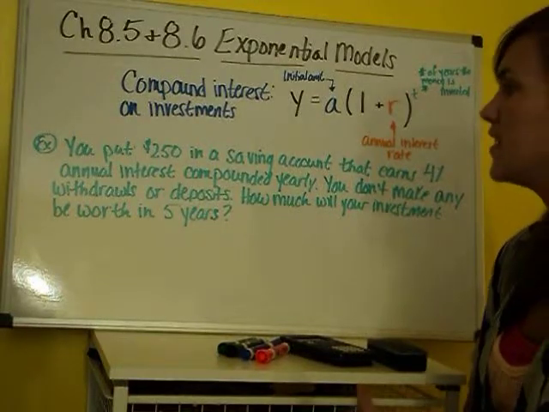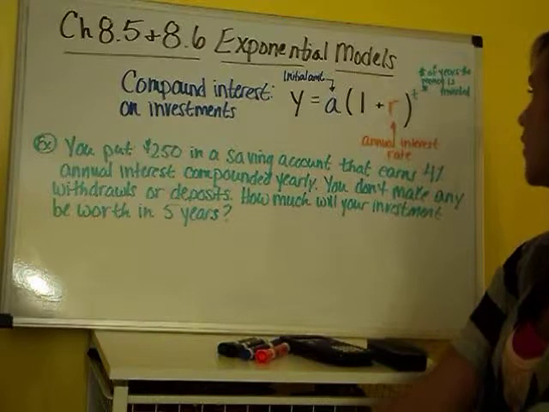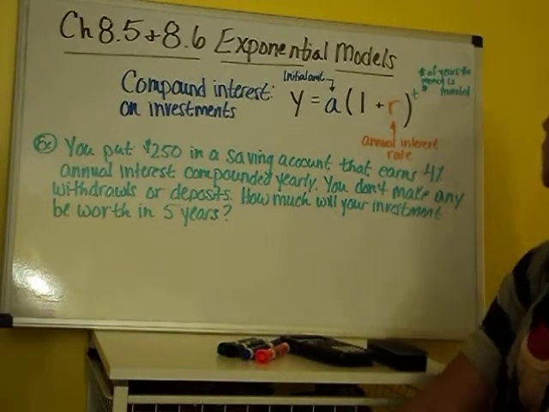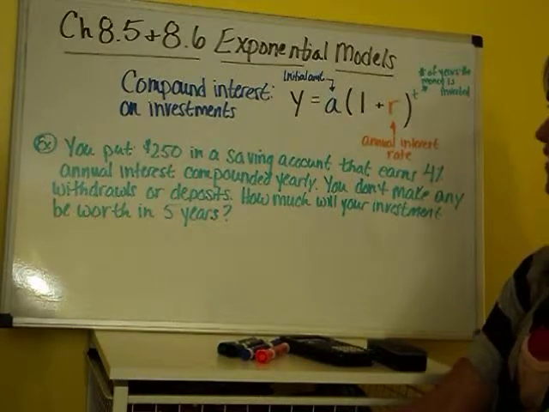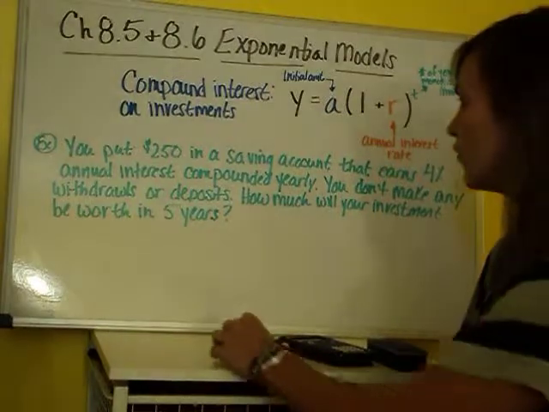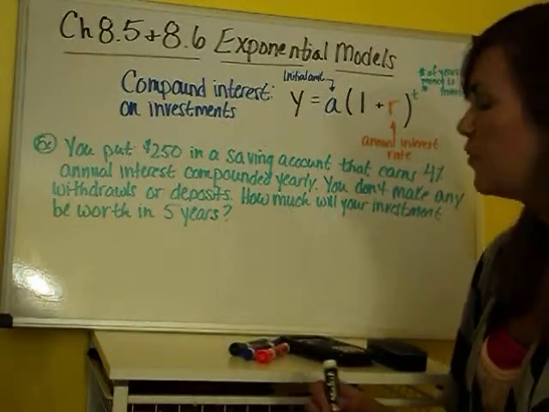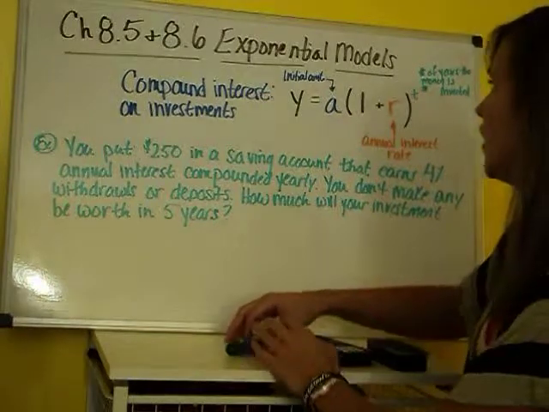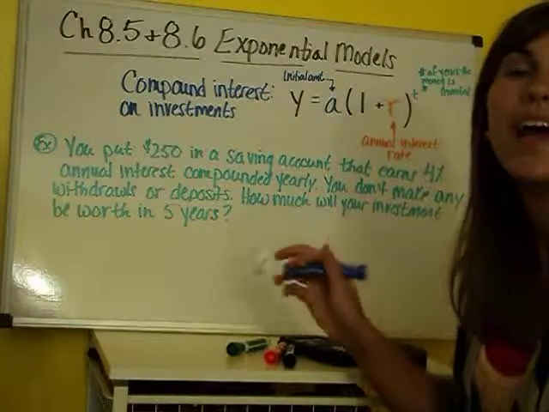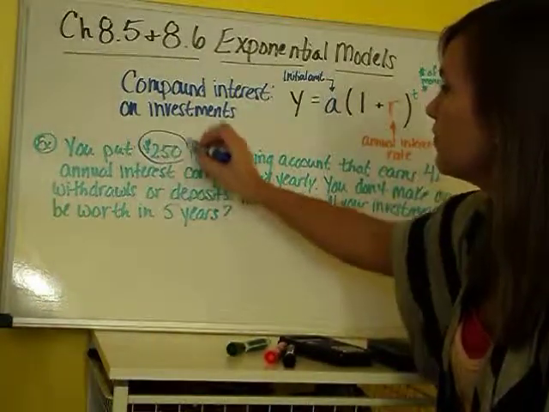Okay, so for this example, it says you put $250 in a savings account that earns 4% annual interest compounded yearly. You don't make any withdrawals or deposits. How much will your investment be worth in 5 years? The first thing whenever we do a word problem is that we want to find our important information. If we know we're going to be looking for an initial amount, we want to read through the problem and find the initial amount given. Here, our initial amount is $250.